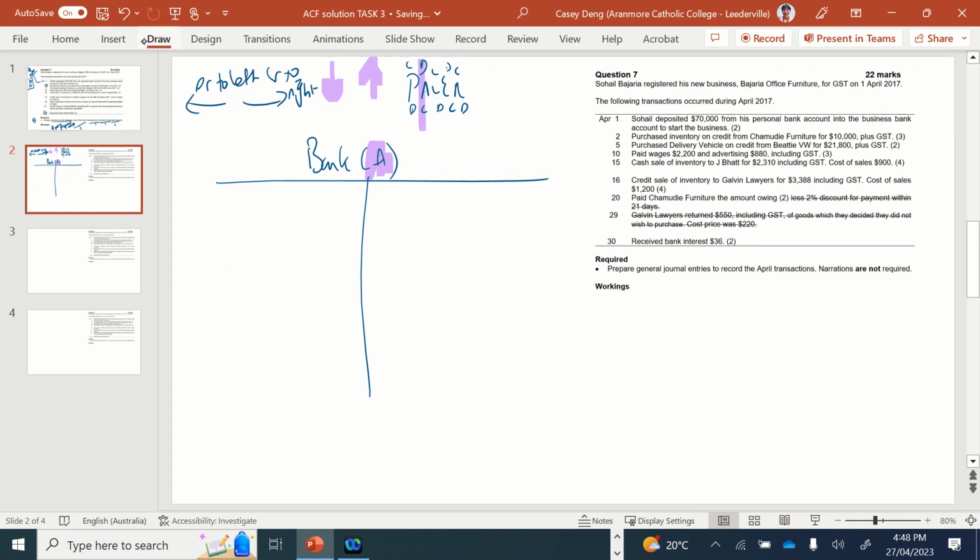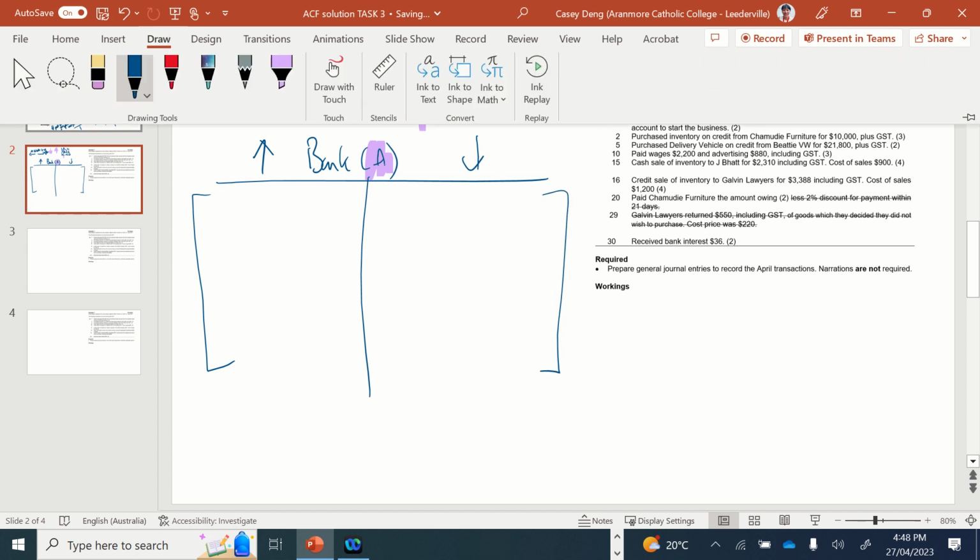So for bank to go up, it's the debit. So on my debit side, my left-hand side, I'm going to put an up arrow, which means that on the other side it's a down arrow, which means that every transaction on this side will make my bank go up. And every transaction on this side of my account will make my bank go down.